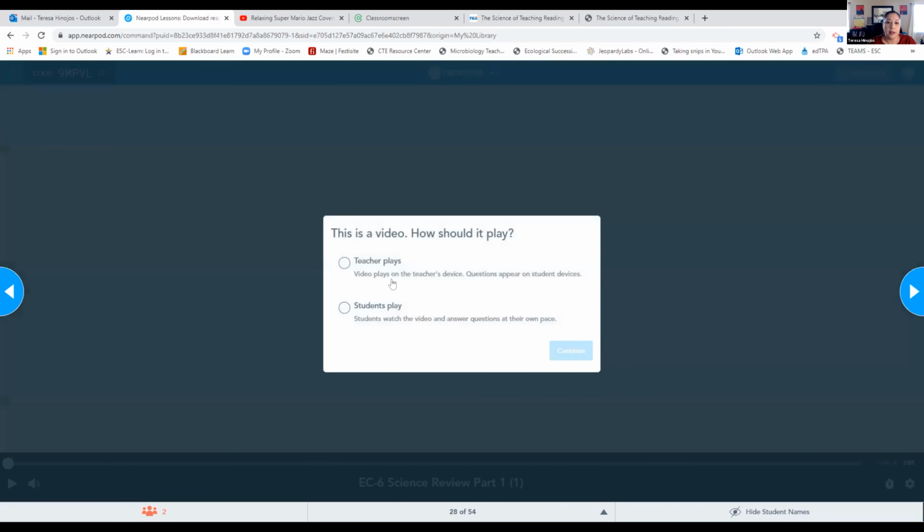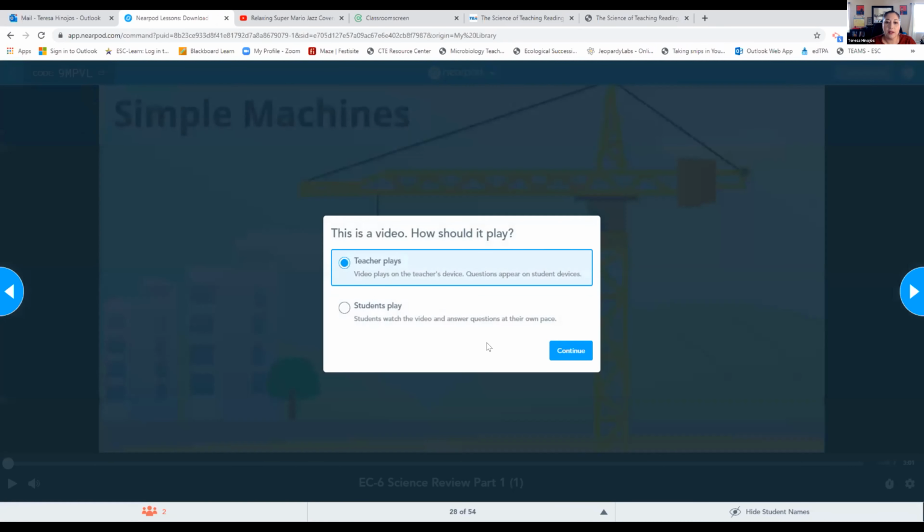Okay. Right. Okay, so the next one is going to be on simple machines. So again, I mentioned how the simple machines are basically just going to help us do work easier.